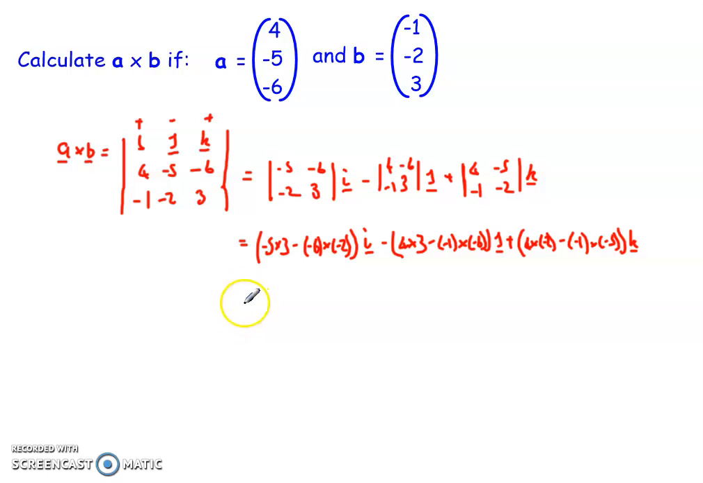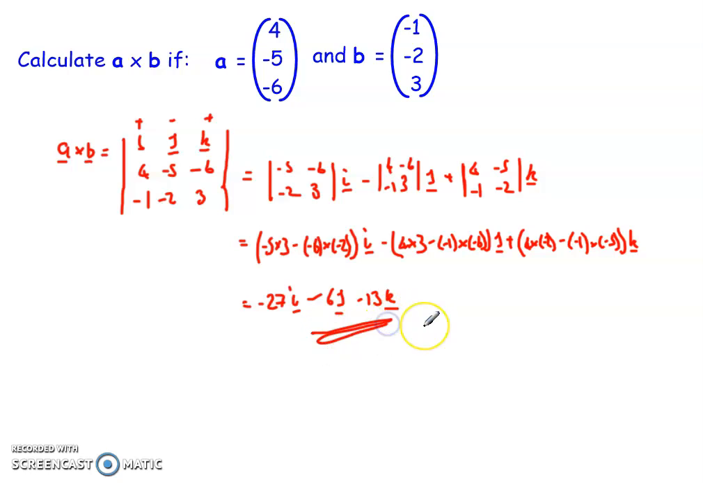And now it's just calculating it out. So -5 times 3 is -15. -6 times -2, we can ignore the negatives, 6 2s are 12. So I've got -15 minus 12, so I've got -27 in the i direction. Then I've got my minus. If I look at the j, I've got 4 3s, which is 12. -1 times -6 is 6. 12 minus 6 is just 6. So it's then going to be -6j. I've then got 4 times -2 is -8. -1 times -5 is just 5. So I've got -8, take away 5, which is -13 in the k direction.